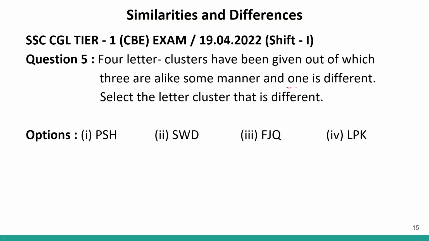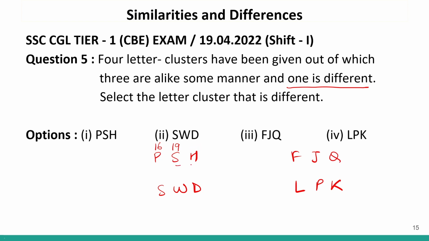Okay, now again we have to find out which one is different. So which one is different? This will be a series, this will be a series, this will be a series, and this will be a series. And out of these 4, there will be one which will not follow the same logic, and that we have to find out. So let me write it as this: PSH is 1, SWD is 1, similarly FJQ is 1, and LPK is 1. Now let me give them forward ranks. This is 16, S is ranked at 19, H is ranked at how much?